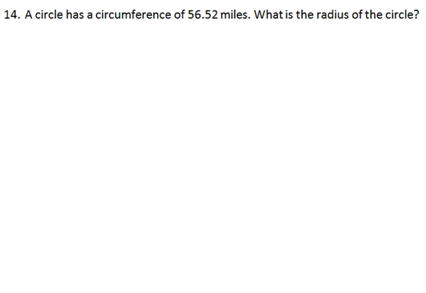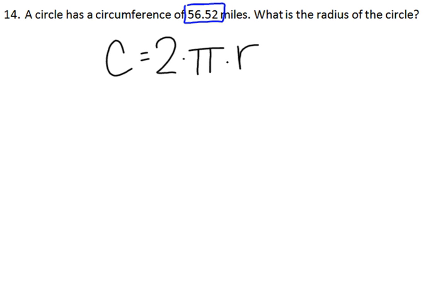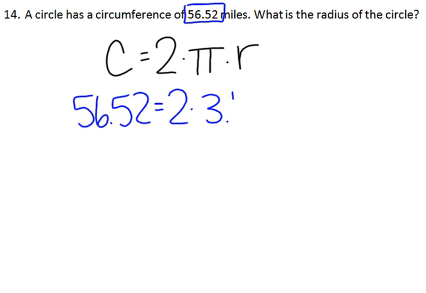Okay, final one. A circle has a circumference of 56.52. What is the radius? We're going to use our circumference formula, and we're going to use the one that uses radius. So circumference equals 2 times pi times radius. In place of circumference, I'm going to substitute 56.52 and then bring down 2 times 3.14 times radius. And then we can solve for r to get our answer.